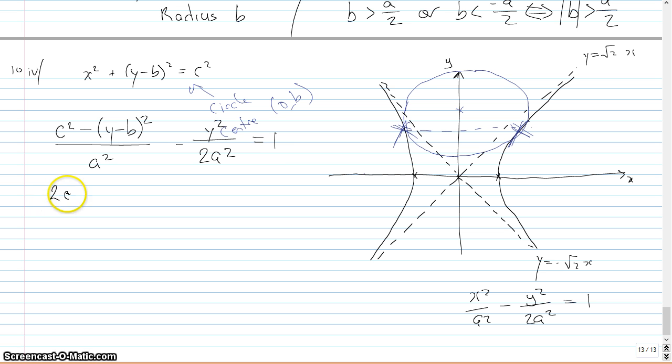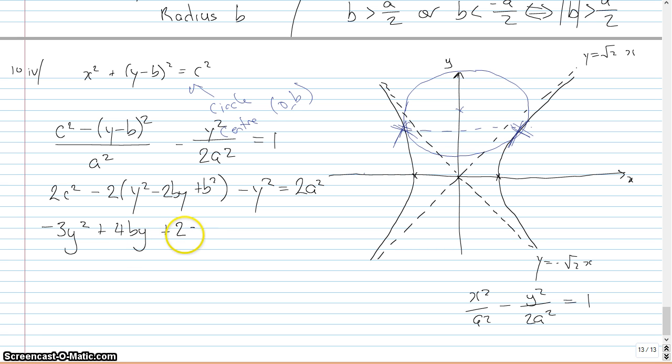That's going to be 2c squared minus 2 y squared minus 2by plus b squared minus y squared is equal to 2a squared. And so when we simplify this one, we find we get minus 3y squared plus 4by plus 2c squared minus 2a squared minus 2b squared is equal to 0.